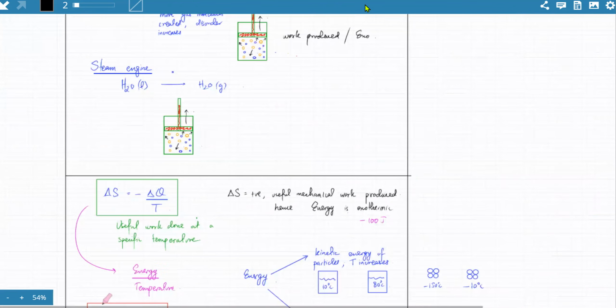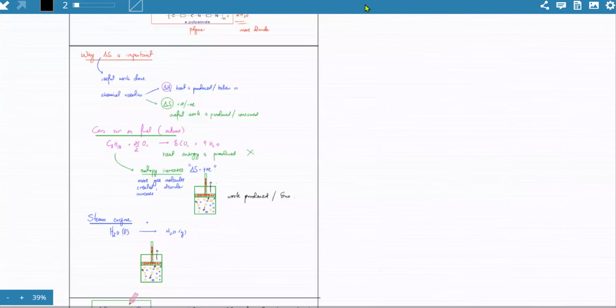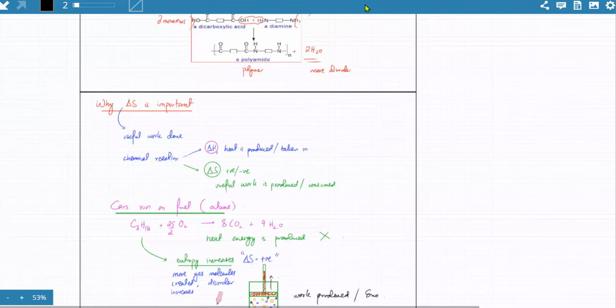Why do we study entropy change? That's what we did, and why it's important. And in the previous class, we figured out how to predict the sign of entropy change, whether it's negative or positive. Today, let's continue tomorrow.